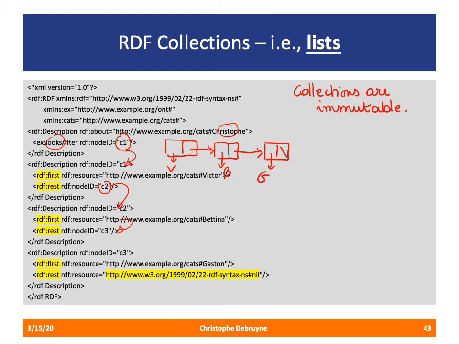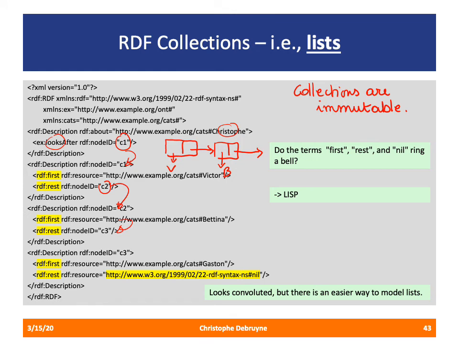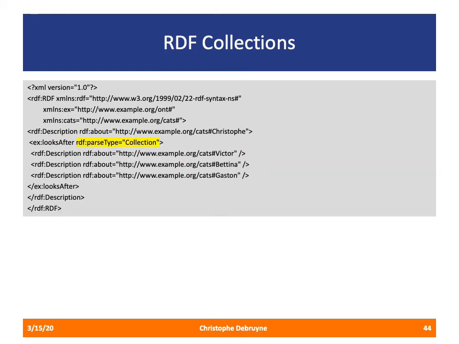Now, people familiar with computer science might recognize the terms first, rest, and nil, because that comes from a computer programming language that was very popular in the artificial intelligence community called Lisp. Now, as I said, this looks very convoluted, but there's an easier way to model lists in RDF XML. So how can we do this in a less verbose way?